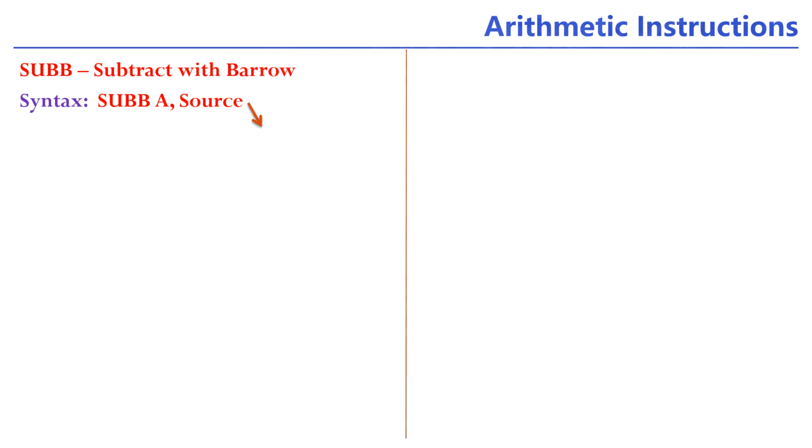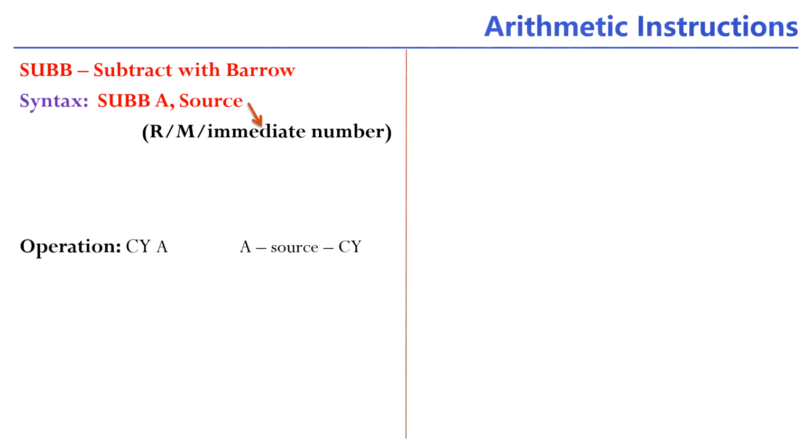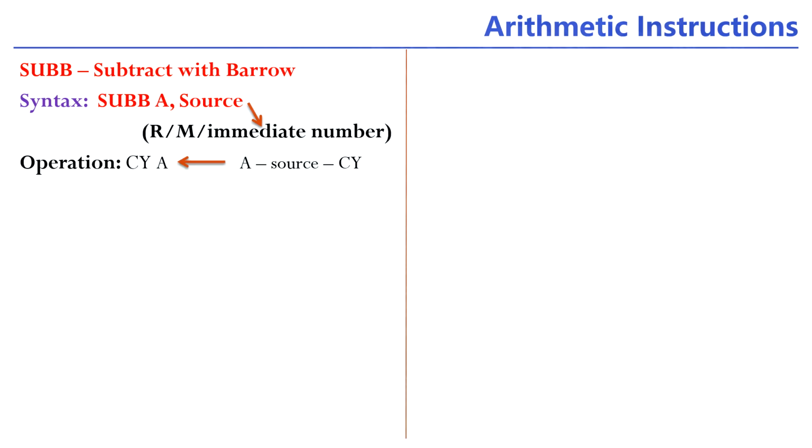But in case of subtraction, we use only a single mnemonic for subtraction as well as subtraction with borrow. Here the syntax is SUBB A comma source. The source is a register, memory, or any immediate data. The operation is that the source and the previous carry are subtracted from the A register and the result is stored in the accumulator. If any borrow is required, that is stored in carry.